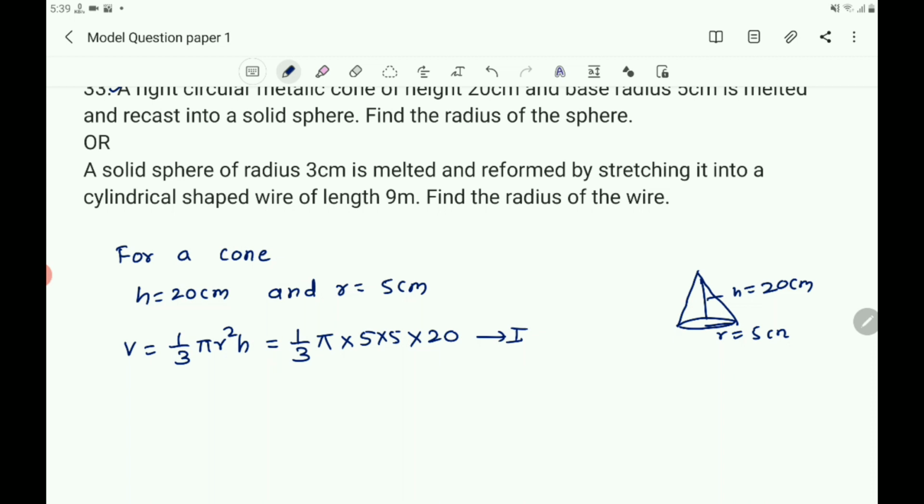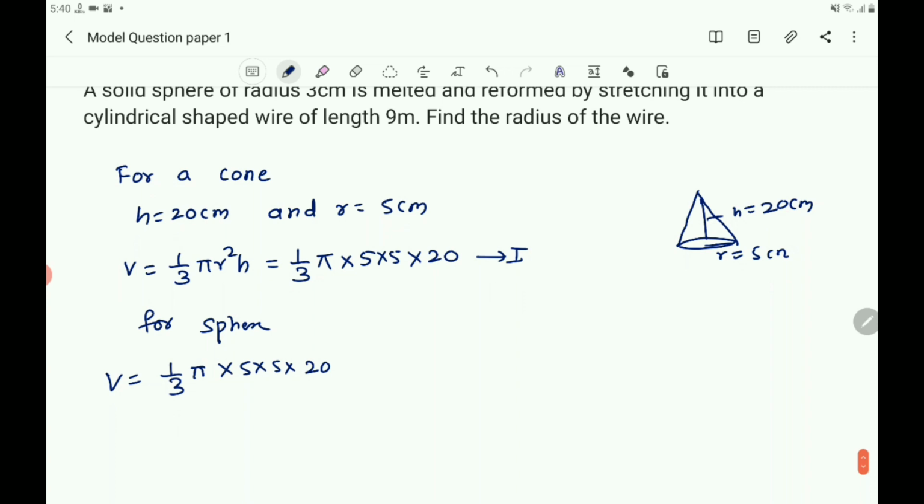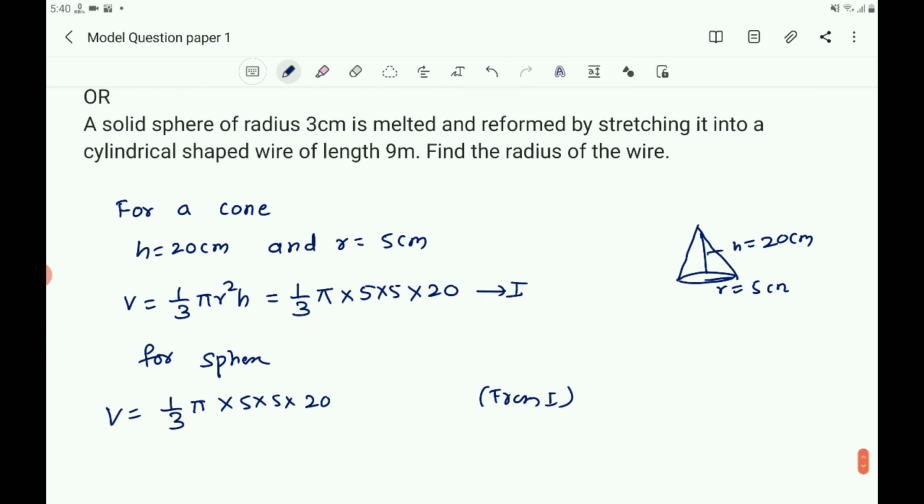Then for the sphere, this becomes the volume. So you write V equals 1 by 3 pi into 5 into 5 into 20. That is from first you got. From first, because this cone is melted and recast into a solid sphere, therefore the volume of the sphere is equal to the volume of the cone.